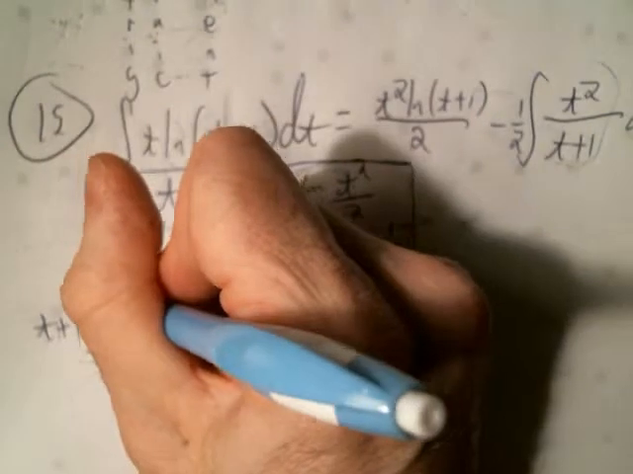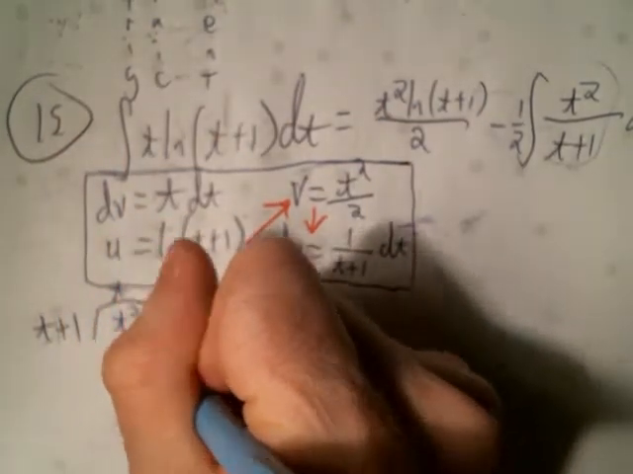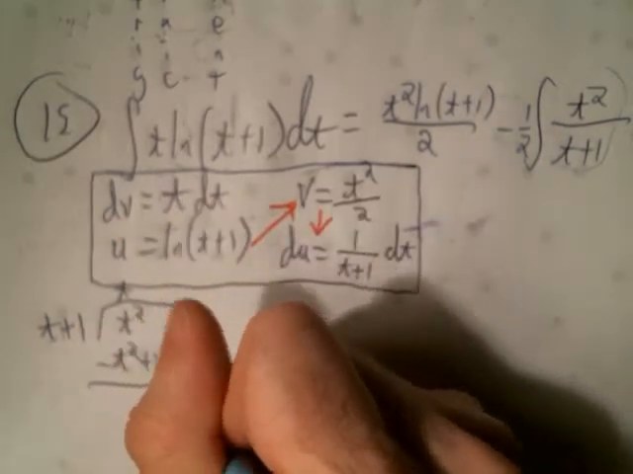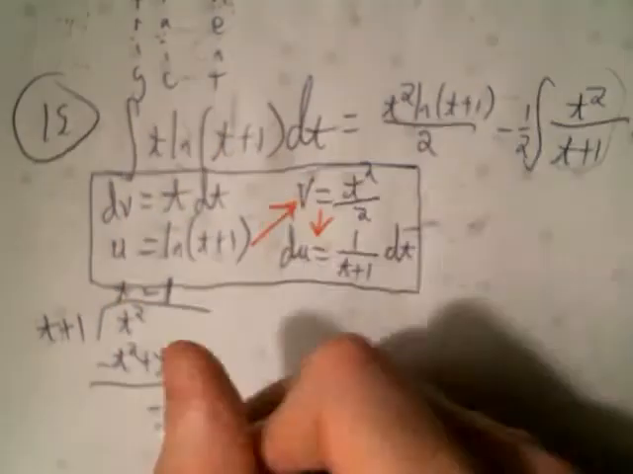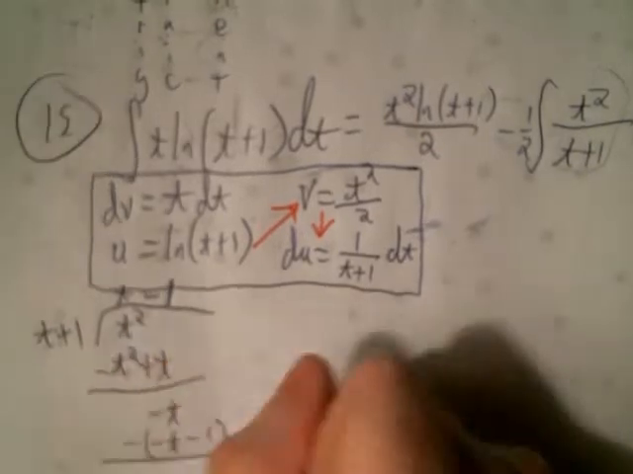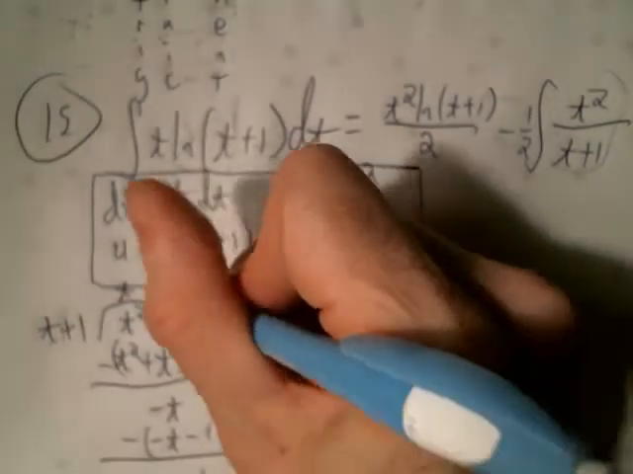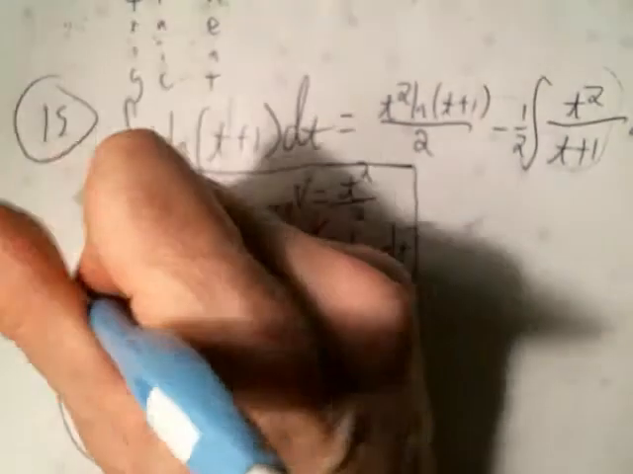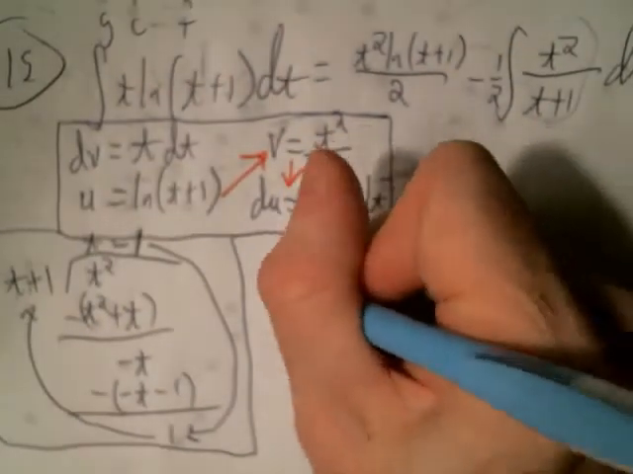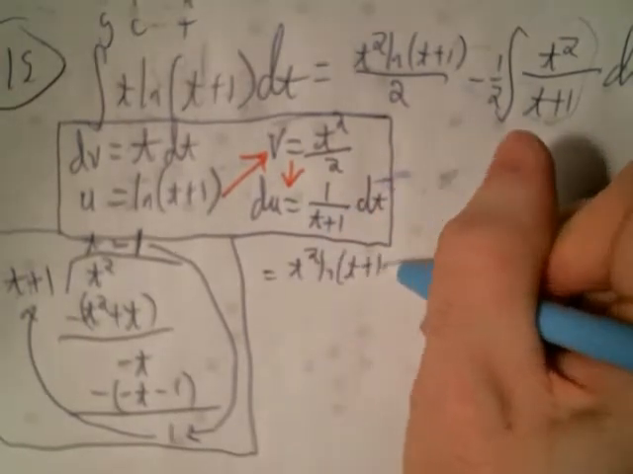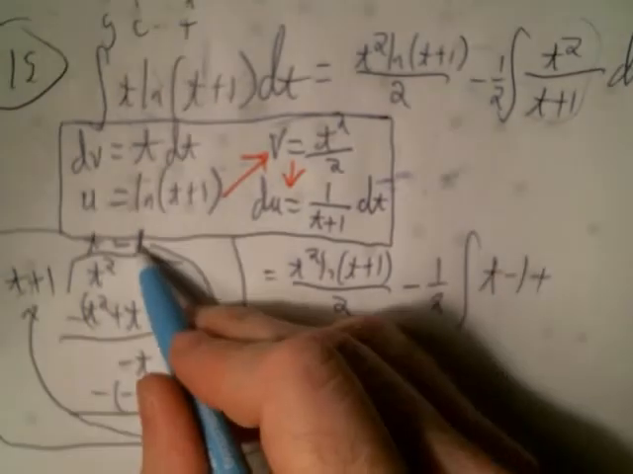So I'm thinking, what times t is t squared? Well, that's just t. And subtract. So I end up with negative t. And then what times t is negative t? So minus 1. And subtract, and you end up with positive 1. So doing this, we can write our new expression for this integrand. What are we getting? t squared ln of t plus 1 all over 2 minus 1/2 times the integral of t minus 1 plus 1 all over t plus 1 dt.